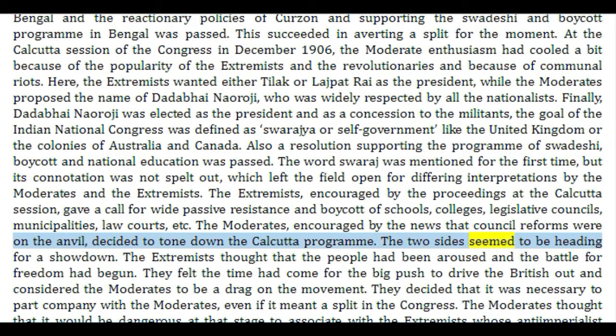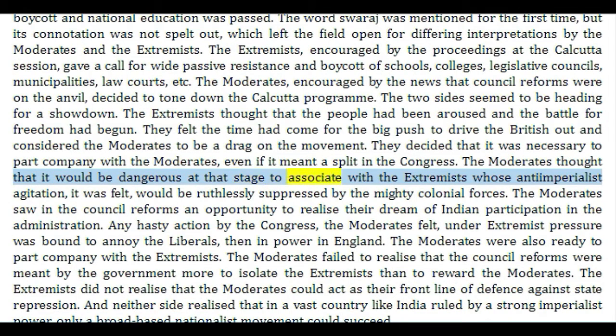The two sides seemed to be heading for a showdown. The extremists thought that the people had been aroused and the battle for freedom had begun. They felt the time had come for the big push to drive the British out and considered the moderates to be a drag on the movement. They decided that it was necessary to part company with the moderates, even if it meant a split in the Congress. The moderates thought that it would be dangerous at that stage to associate with the extremists whose anti-imperialist agitation, it was felt, would be ruthlessly suppressed by the mighty colonial forces.